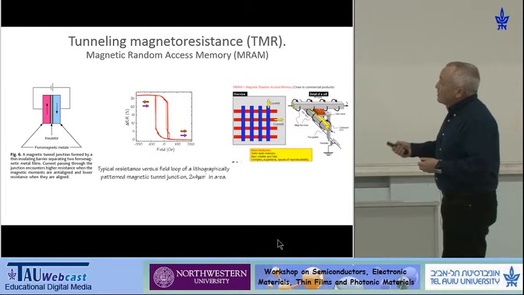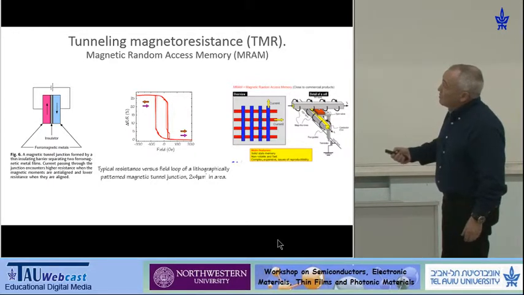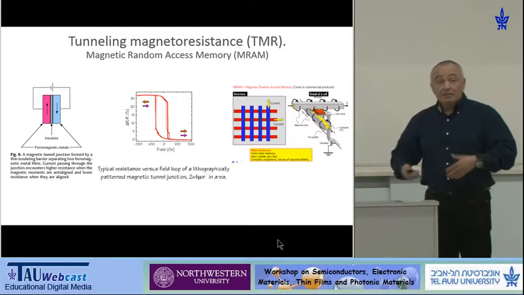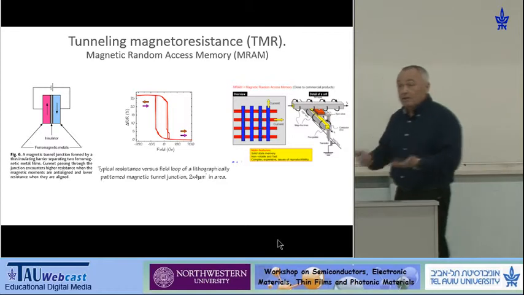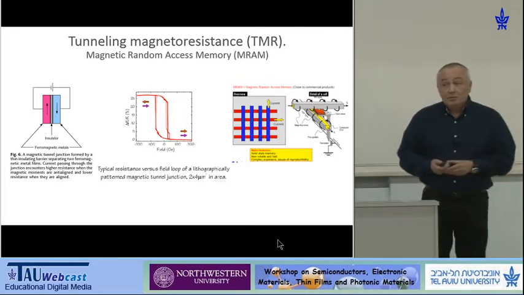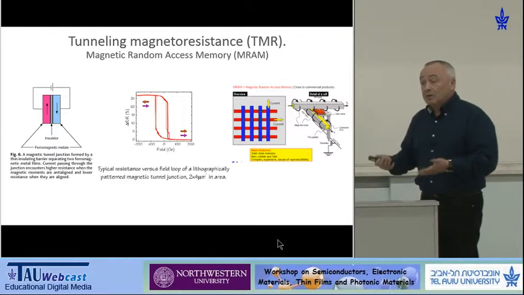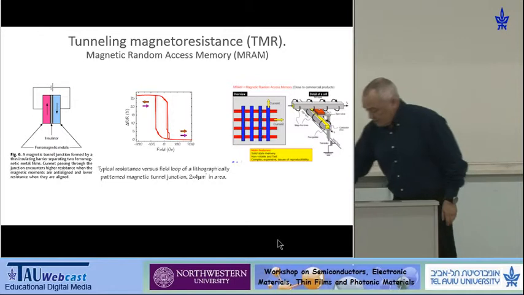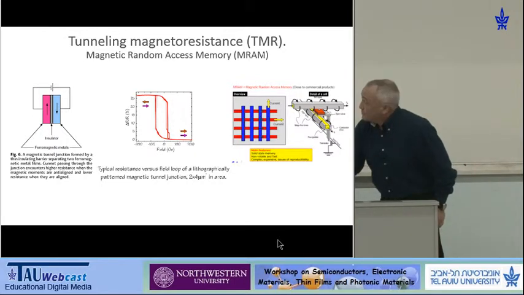Now, another thing that I will come to later a little bit is how to use this tunneling magnetoresistance for magnetic random access memory. Again, this is in process, and very likely that within a couple of years we'll have a product that will use random access memory which will be non-volatile and based on magnetic materials only.